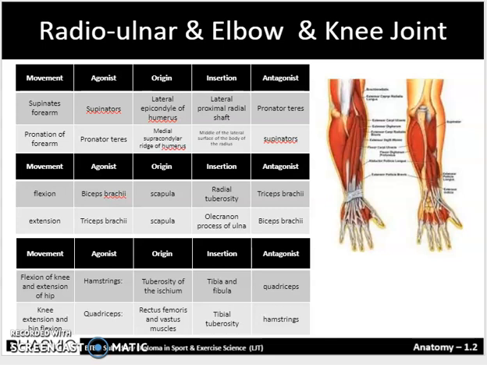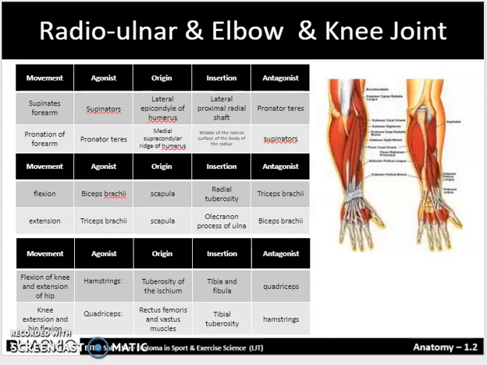Its agonist is the pronator teres, and the origin is the medial supracondylar ridge of humerus. Its insertion is the middle of the lateral surface of the body of the radius, and its antagonist is the supinators.